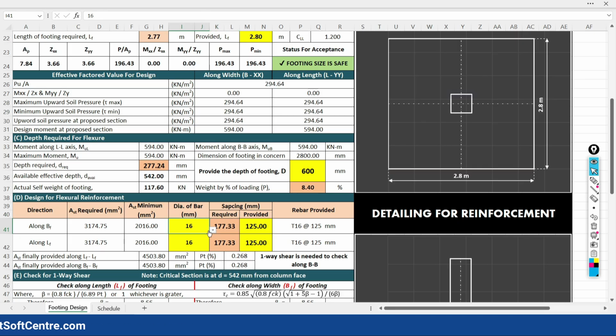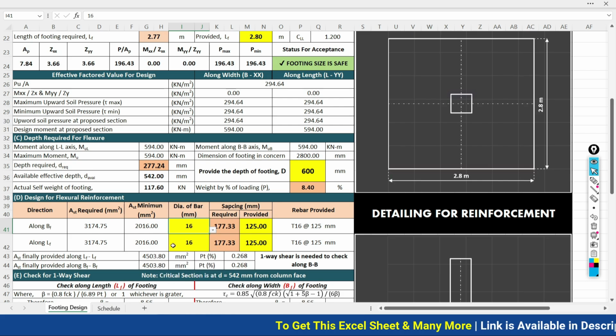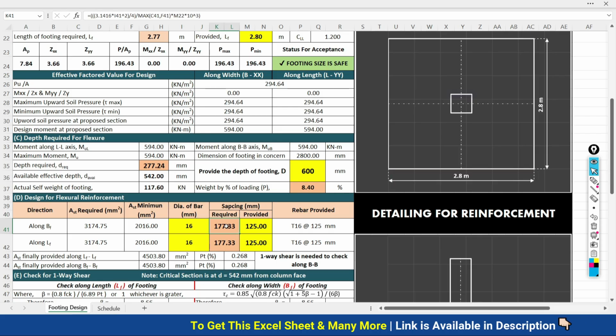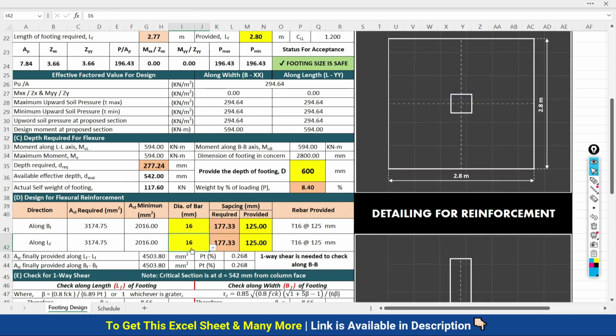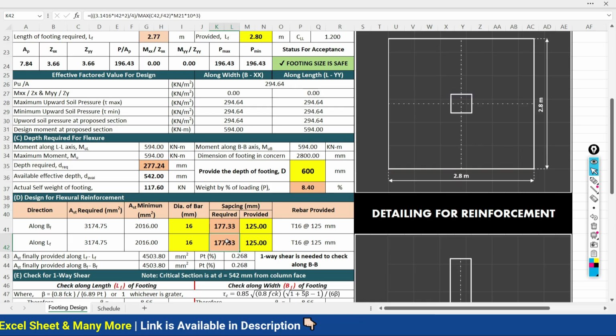See how smartly the sheet is showing. If I am using 20, 277 spacing is required. If I am using 12, 99.75 mm spacing is required. So it shows the value with respect to what dia you are choosing. So I am choosing a 16 mm dia, so 177 along the width, 16 mm dia. Again here also you can choose 177 mm spacing.